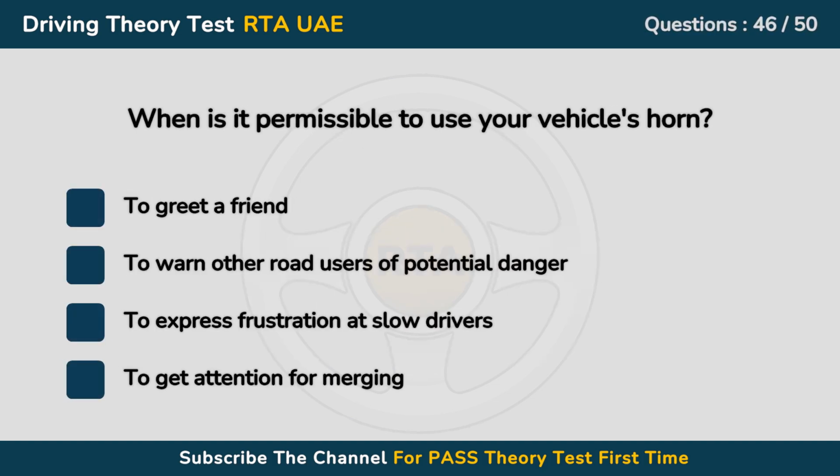Question 46. When is it permissible to use your vehicle's horn? A. To greet a friend. B. To warn other road users of potential danger. C. To express frustration at slow drivers. D. To get attention for merging.